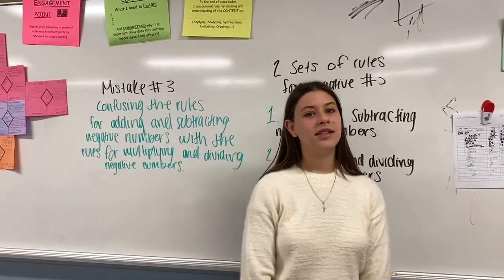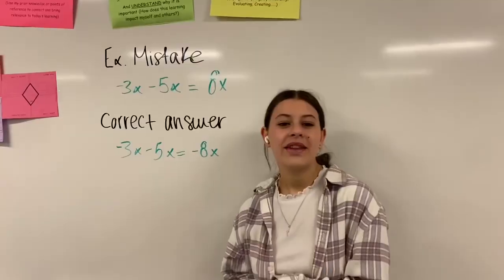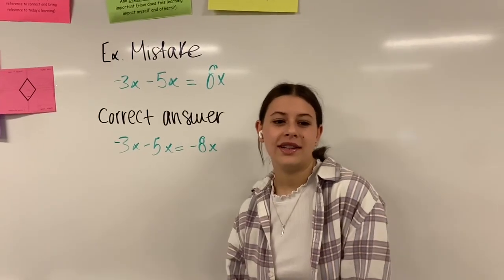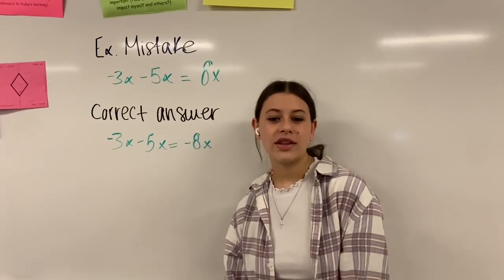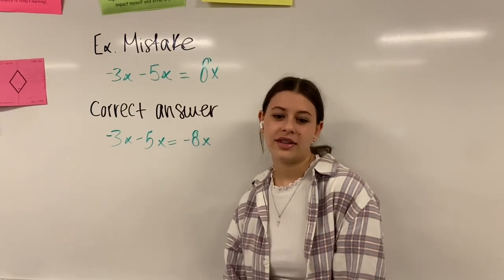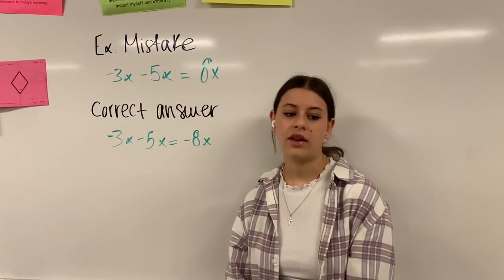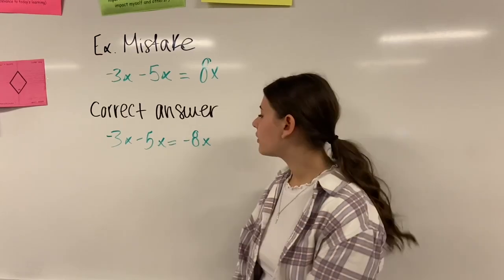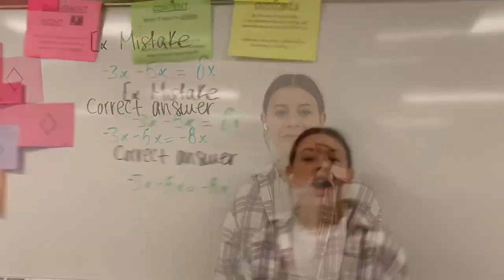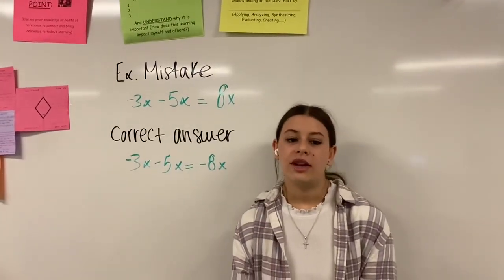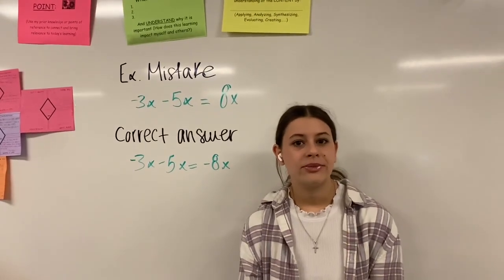Let's take a look at an example mistake. Here the student saw the 2 minus signs and made the answer positive. This is the rule for multiplying negative numbers, not addition or subtraction of negative numbers. For addition and subtraction of negative numbers, you must think about the number line.